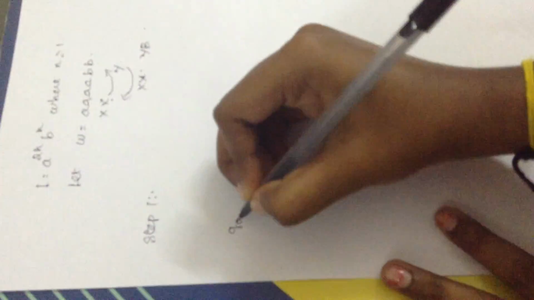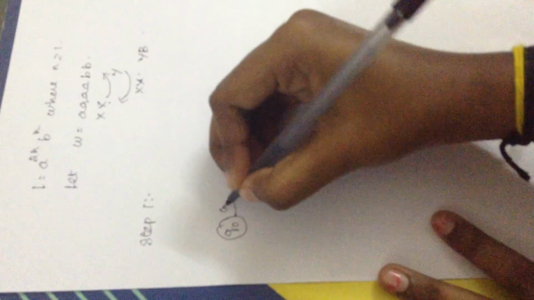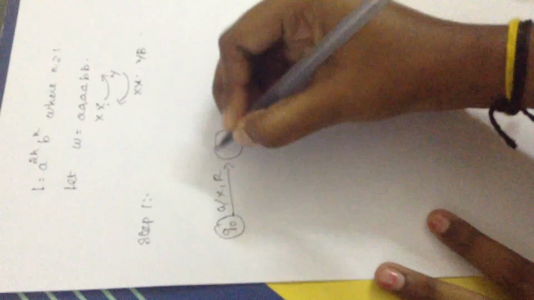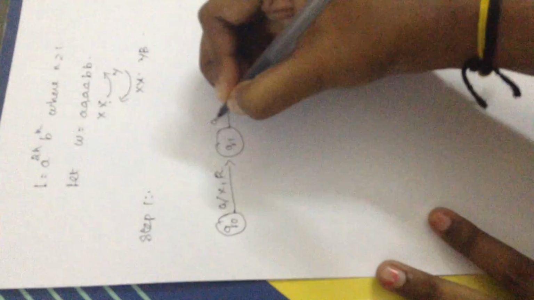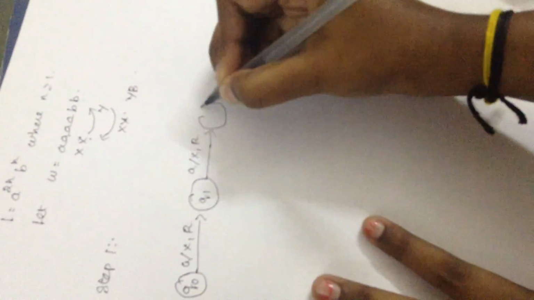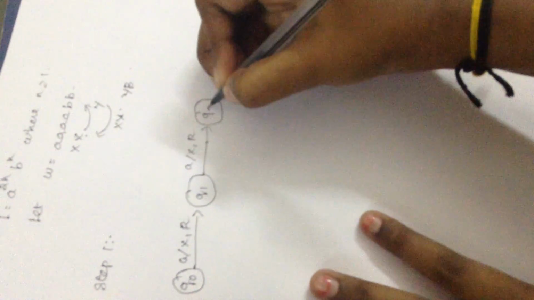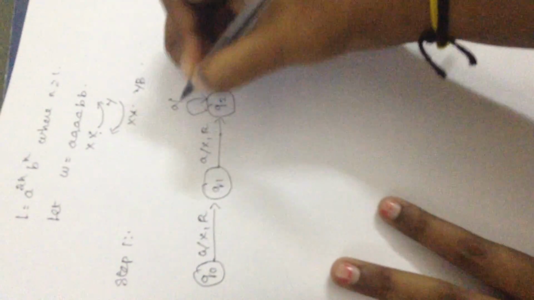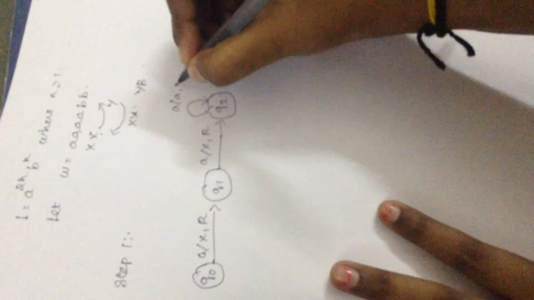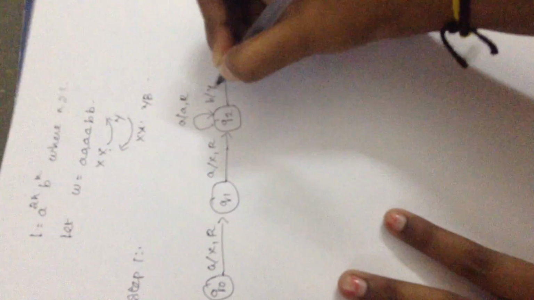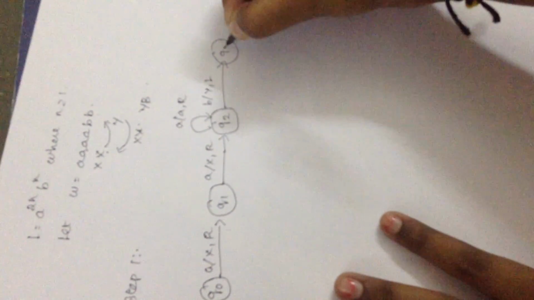Step 1 is the diagram. Q0 is the initial state, and convert that a with x and move in the right hand side direction, and again convert a with x and move in the right hand side direction, and until we reach y we have to move in the right hand side direction. In the middle we have many a's, we just keep them as such, and convert that b into y and move in the left hand side direction.